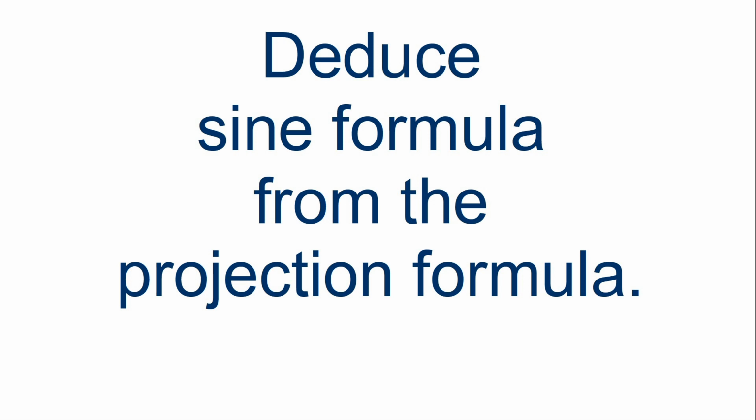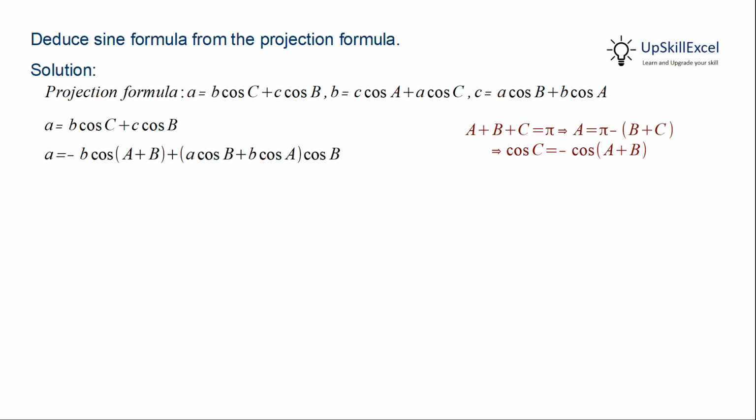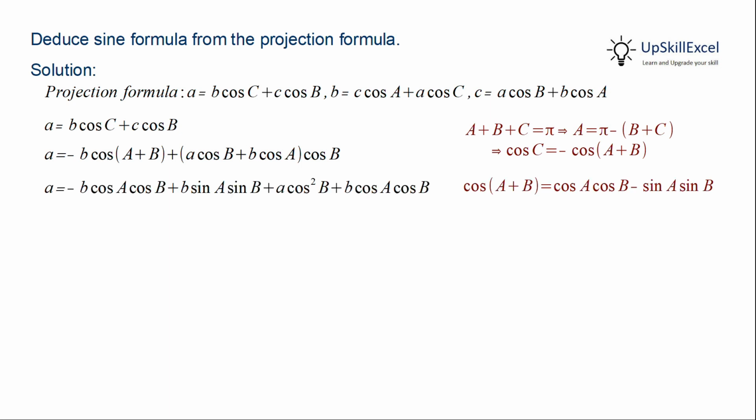Deduce the sine formula from the projection formula. So let's first write down the projection formula. We can start with any one of the projection formulas. Here we have used a equal to b cos C plus c cos B. On the right hand side we have both b and c. So we'll eliminate c here, that is, we'll replace cos C by minus cos of (A plus B), and side c using the projection formula, that is c is equal to a cos B plus b cos A. Now we'll apply the cos sum formula and expand cos (A plus B). Now we get 4 terms.